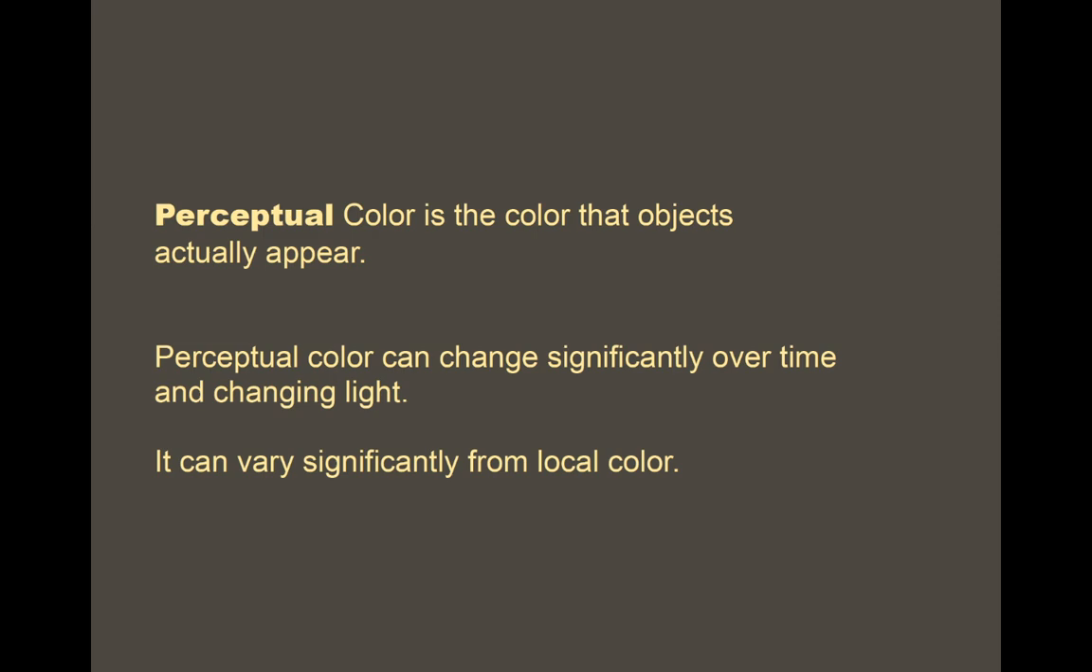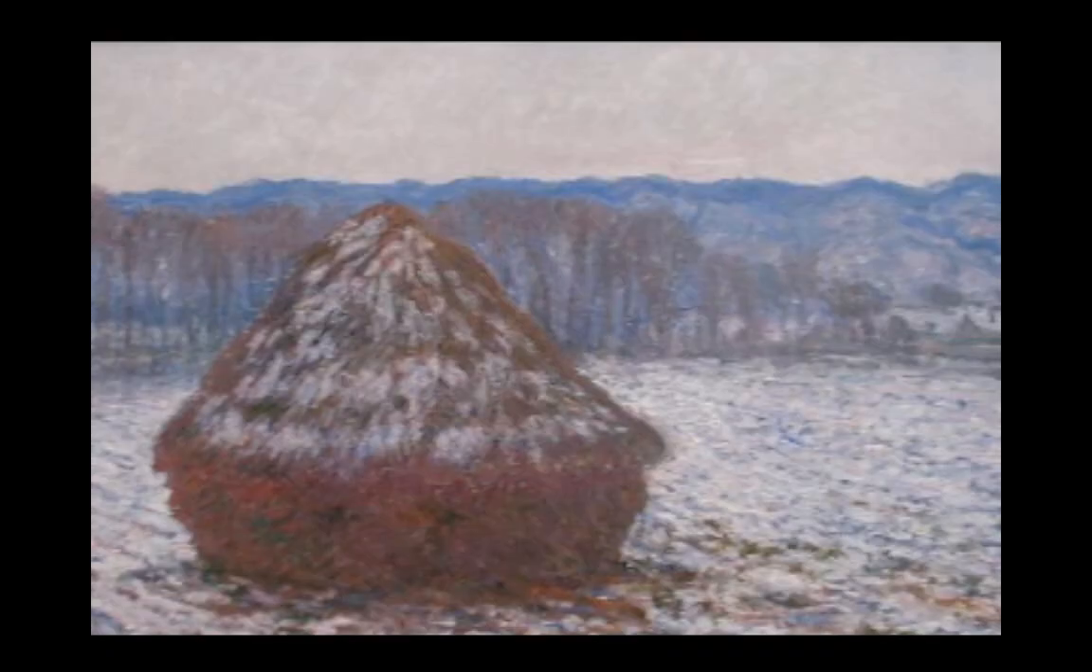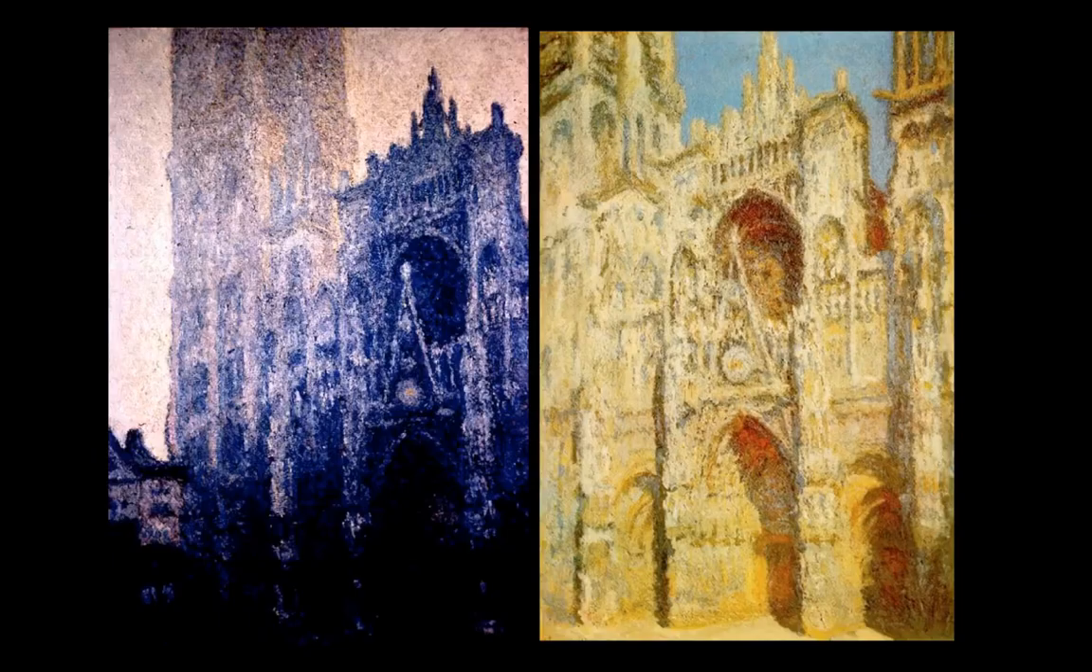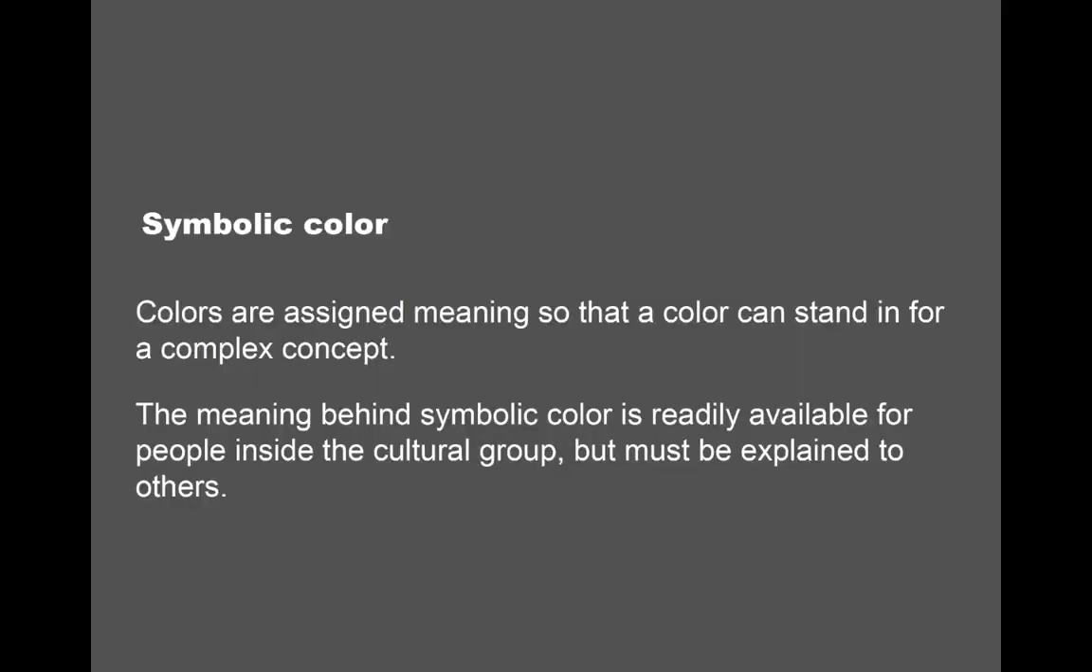And we also have perceptual color that can change significantly over time in changing light. It varies from local color. Monet and all his impressionist work, he really studied this, and he looked at how the same object would look different, like a different color, depending on the time of day and the type of sunlight available. So he did studies, noticing how this building changed from warms to colds, depending on how it was cast in the day, etc. Really interesting.